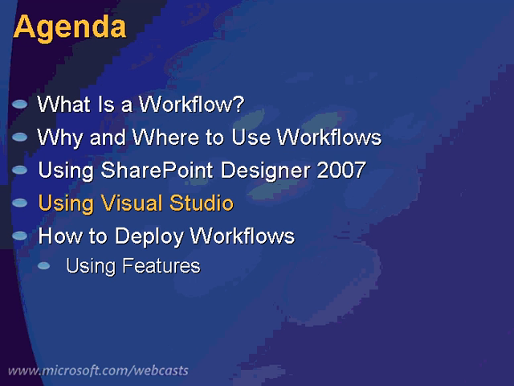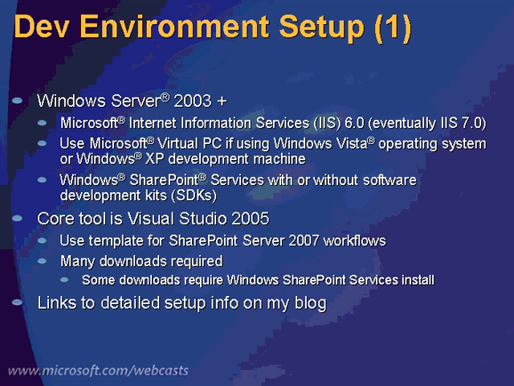Okay, so we want to move into Visual Studio. What do we need to do? First thing is we need to set up our development environment. Just plug it in, turn it on. Like I said, when you're working with SharePoint, you've got to have Windows Server 2003. So you'll be working with IIS 6. You'll be running Virtual PC, which we let you download for free.